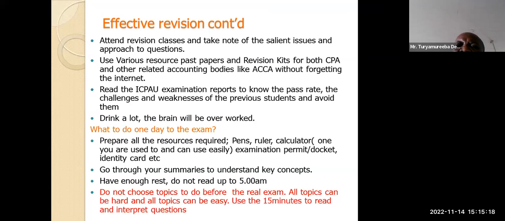Please do not leave those things unsorted and then you can't find them on the day of the exam and you are getting late and you get nervous and you panic and you affect your brain. Let the things be sorted the day before.